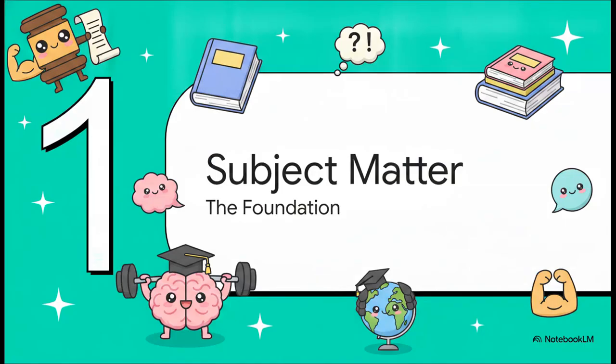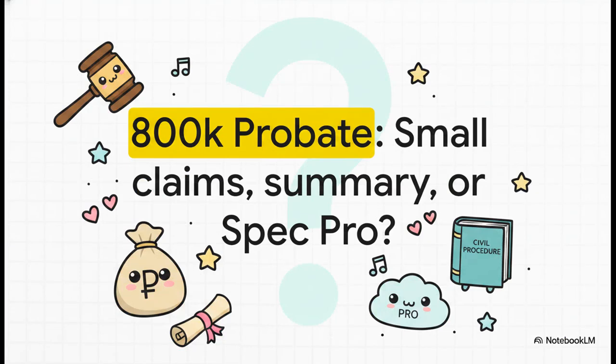All right, starting with Section 1, subject matter jurisdiction, the foundation of it all. Before we look at the actual rules, let's do a quick mental calisthenics check. Here's a classic scenario straight from the professor's lecture. Imagine a petition for the probate of a will. The estate is valued at 800,000 Philippine pesos. Is this case covered by small claims, summary procedure, ordinary rules, or special procedures? Take a second, think about it.